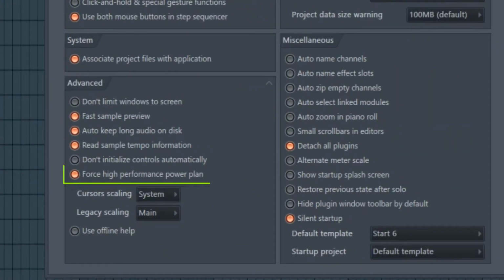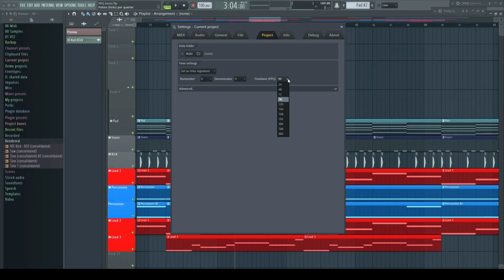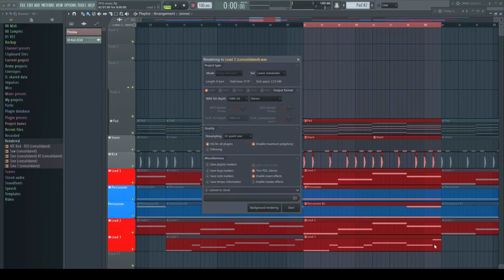Force high performance power plan should always be turned on as well, and the power plan should be optimized for your system too. Second, there are considerations on a project basis. PPQ settings: I made two detailed videos on this topic. Links are in the description. Consolidate stuff as much as you can. Audio playback hardly takes any CPU cycles.